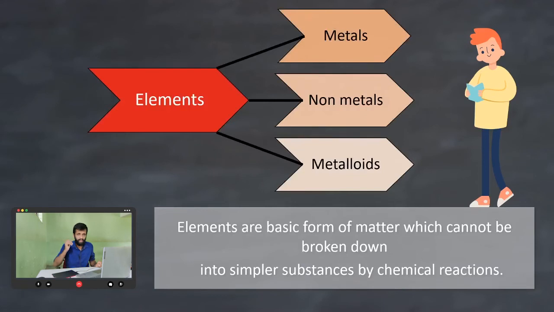Now, elements can be further classified as metals, non-metals and metalloids. Okay, now what are elements? Elements are the basic form of matter which cannot be broken down into simpler substances by chemical reaction. So gold becomes an element. I can't do any further chemical reaction to separate it any more. Okay, that is what it means.